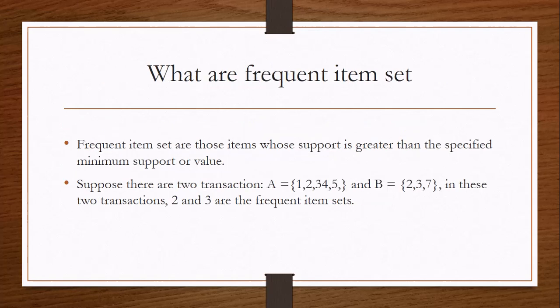So what are frequent item sets? Frequent item sets are those items whose support is greater than the specified minimum support value. So suppose there are two transactions, A with a set of transaction of 1, 2, 3, 4, and 5, and B with a set of transaction of 2, 3, and 7. And in these two transactions, 2 and 3 are the frequent item sets. Yes, exactly, because 2 and 3 occurred in item set A and item set B. So they are the most frequent item sets.